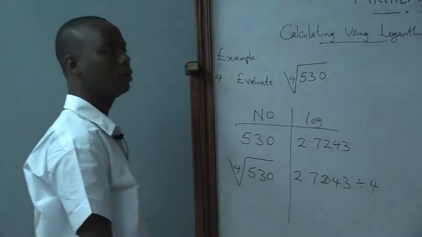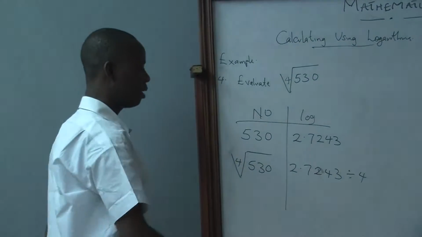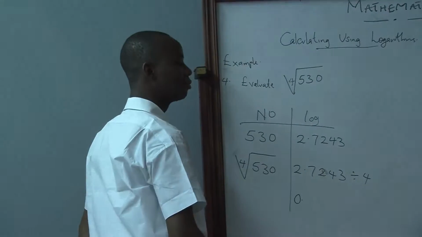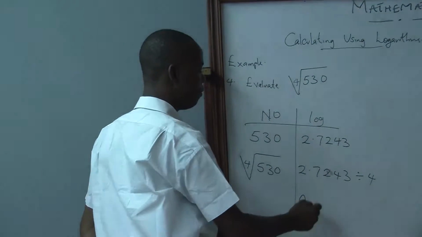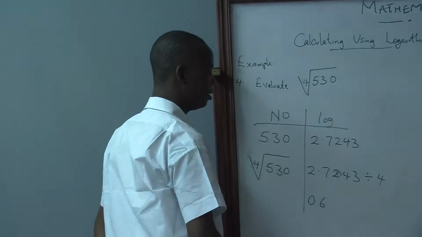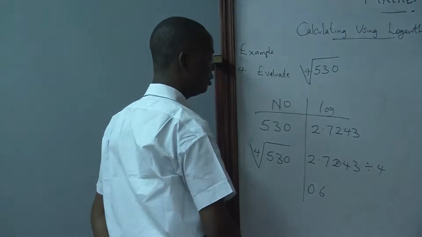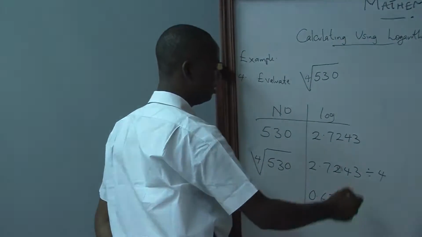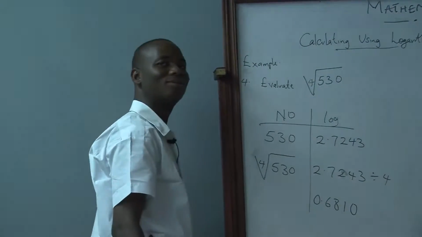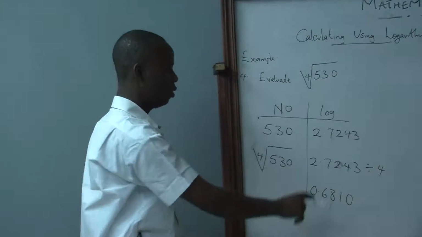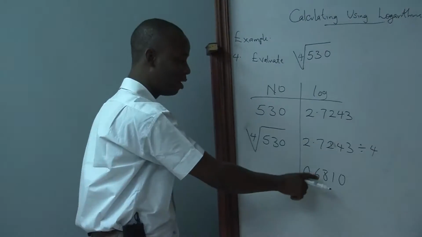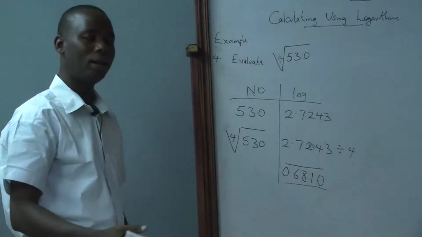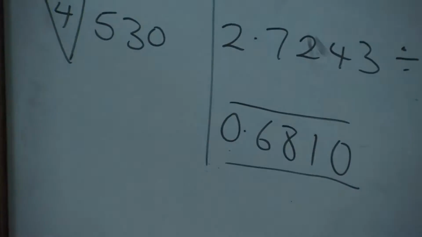Divided by 4. Let's divide this by 4 and see what we're going to have. 4 in 2, we have 0. In 27, we have 6, remaining 3. In 32, we have 8. In 4, we have 1. In 3, we have 0. So the answer under the log is what we have here: 0.6810. But then let's find the antilog so that we can find the number we can work with.